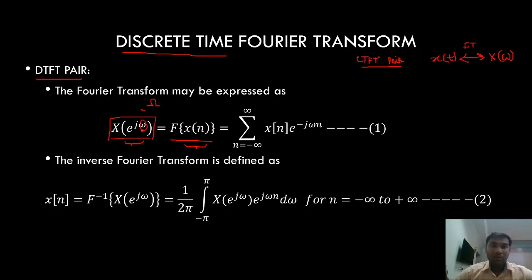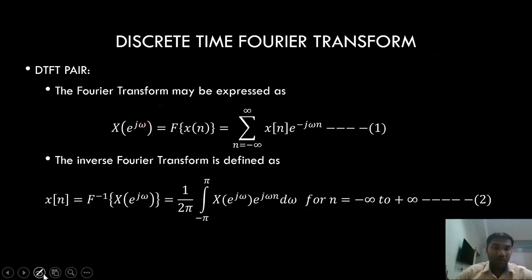Then this is the Fourier transform of the discrete time signal x of n. The Fourier transform of the discrete time signal x of n is denoted by X of e power j omega, and it is equal to the summation from minus infinity to plus infinity of x of n e power minus j omega n.